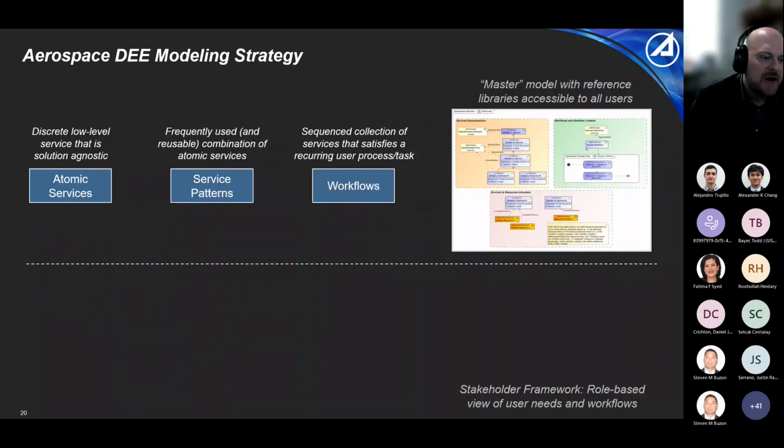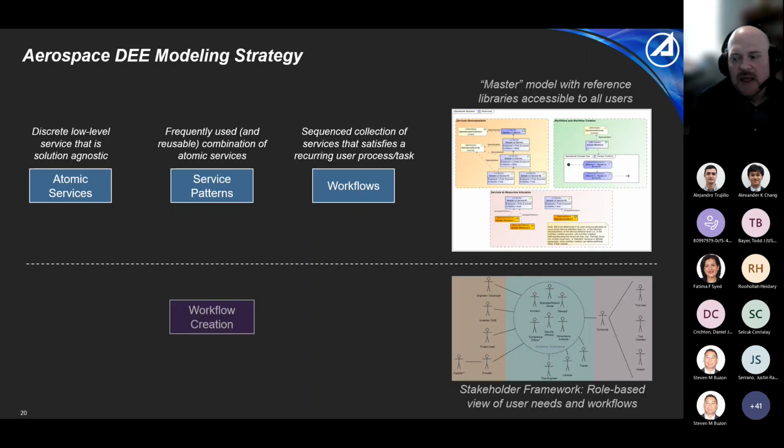What this means from the perspective of the modeling strategy, something I also wanted to touch on. We're capturing all of these elements I talked about, the atomic services, the individual Lego pieces, the service patterns, and the workflows in a model that we share out to users. So we've got these atomic services, we've got the patterns, we've got the workflows available in the model, and then someone comes along and they want to create a workflow based on this. Well, we also have what we call a stakeholder framework that captures different roles for different users across the company.